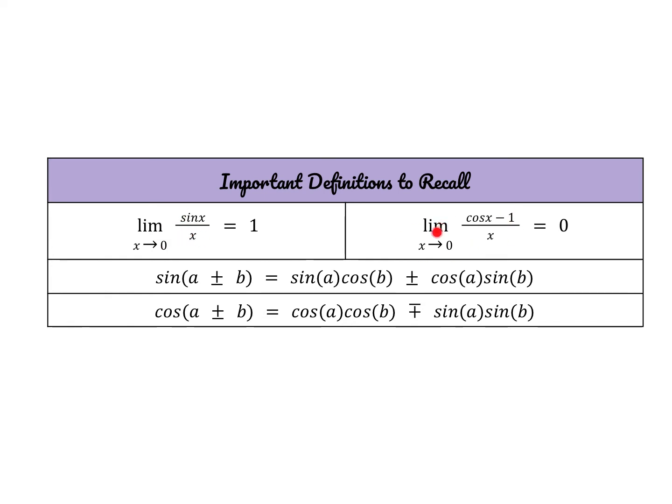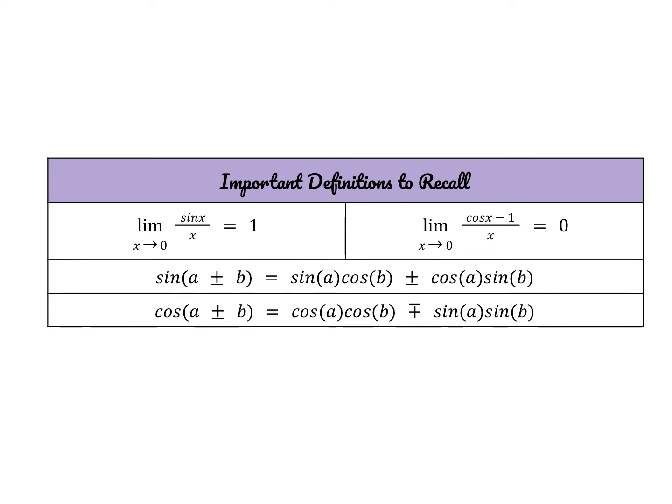And the second one is the limit as x approaches 0 of cosine of x minus 1 all over x is equal to 0. So these two limits we are going to be using to prove some of our rules today. So make sure you have both of these memorized. And then another two things that we will be using today are sum formulas for sine and cosine. So here I put the sum and difference formulas for both. So we are going to be using the sum formulas for both today.